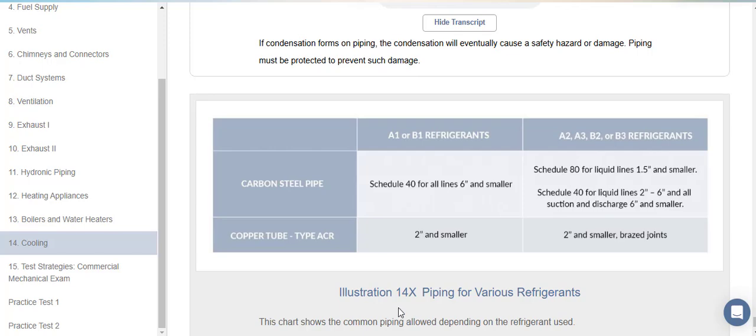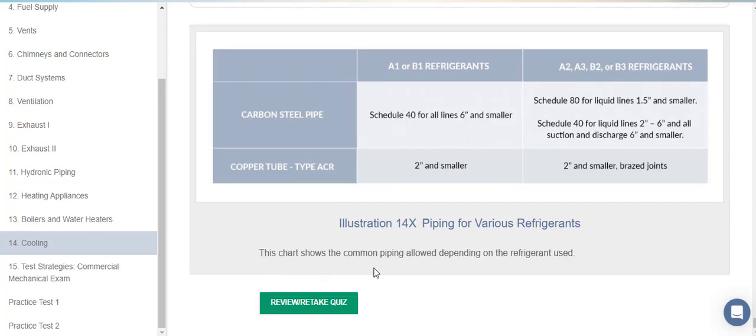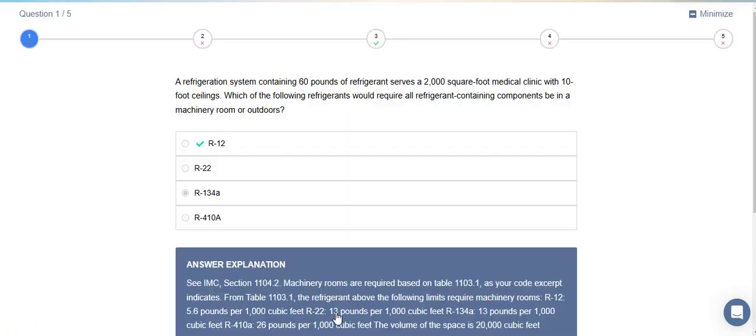This table is illustration 14X, piping for various refrigerants. This is piping for carbon steel pipe, for example, carbon steel and copper tube type ACR, with A or B refrigerants. This chart shows the common piping allowed depending on the refrigerant used. Let's see the quiz for the chapter.